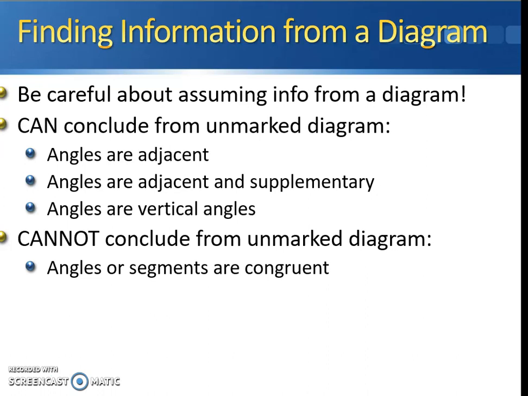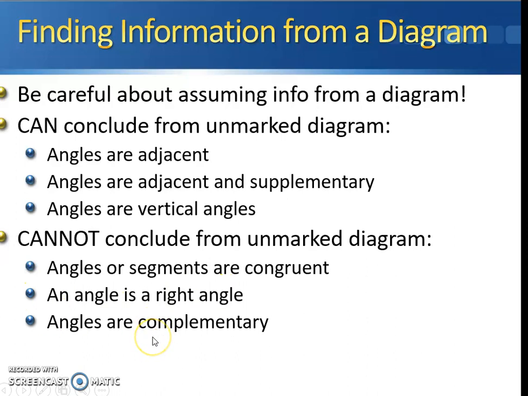It needs to have those congruent symbols or arcs, where they draw little lines, the same number of lines, or they have to have measurements. And for an angle to be a right angle, if it's not marked, if it does not have a square mark or it does not have 90 degrees, that means you cannot assume it's a right angle. And angles are complementary, you have to make sure it indicates specifically it's 90 or has a square mark. So these three things, you have to have specific marks or measurements.